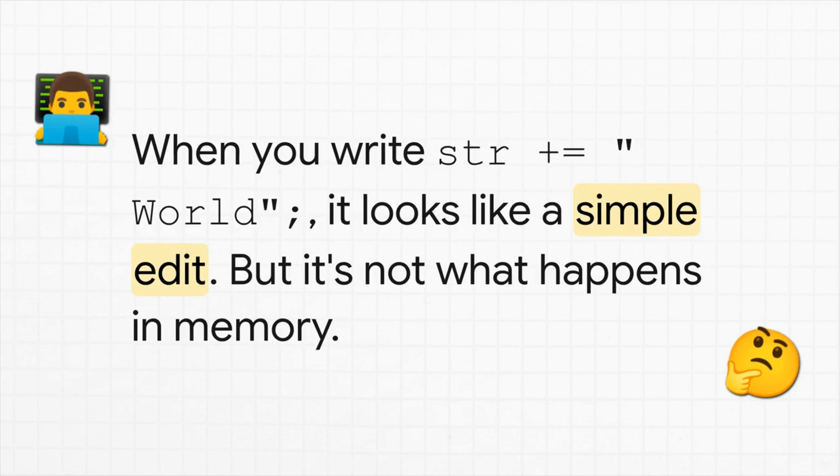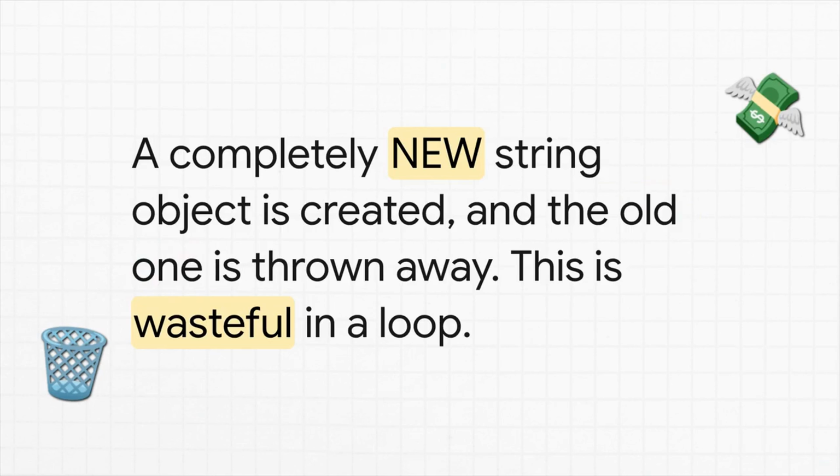Okay, so what does this mean when you write a super simple line of code like this one? You're just adding "world" onto "hello." It looks like you're just editing the original string, but because of immutability, that is not at all what's happening in your computer's memory. So here's the big reveal of what's really going on. The system takes "hello," takes "world," and creates a completely new, separate string object for "hello world." The original "hello" string just gets tossed in the trash, marked for garbage collection.